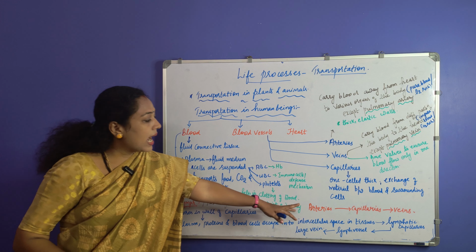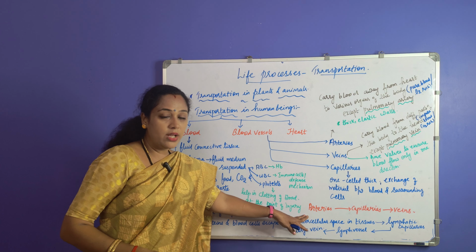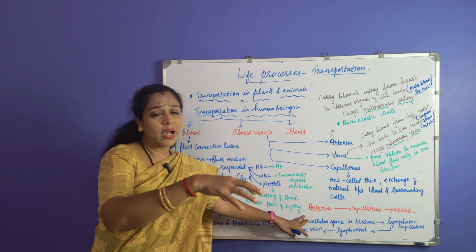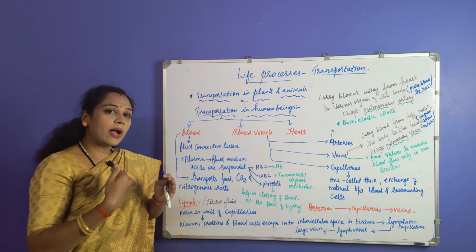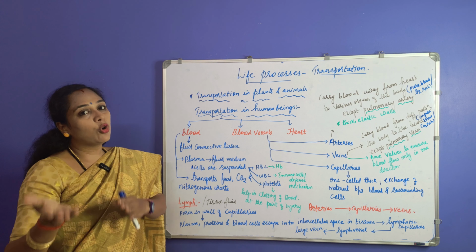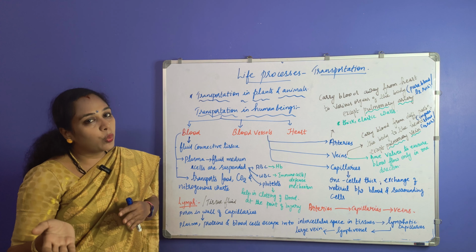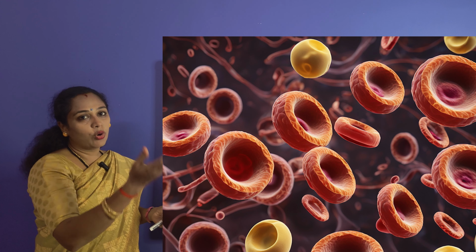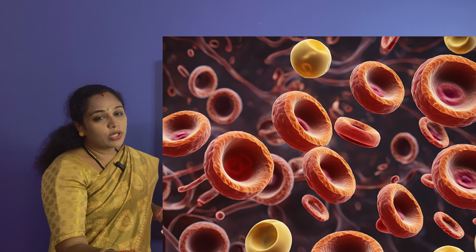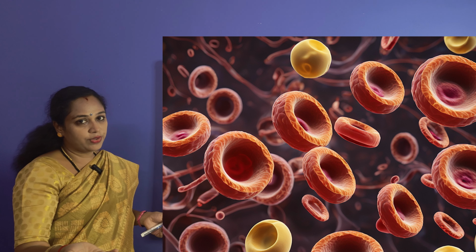So I have written here arteries, capillaries and veins. It means that arteries will branch to form tiny capillaries, and these capillaries, after this exchange, will again join with the veins, because veins are going to carry the impure blood back to the heart for purification.